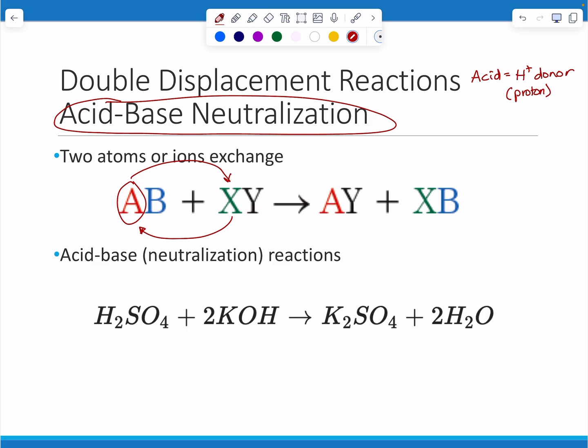And a base accepts a proton. Okay, this is what we call the Bronsted-Lowry theory of acids and bases. There is another theory called Lewis acid-base theory, where we consider an acid and a base as electron pair donors or receptors instead of hydrogen ions.